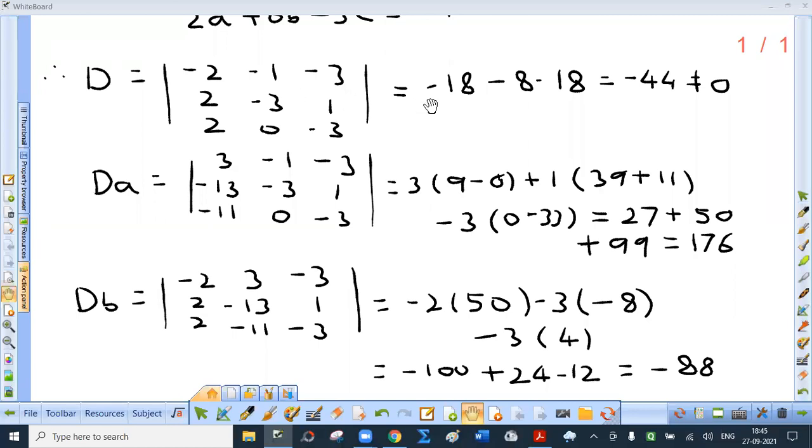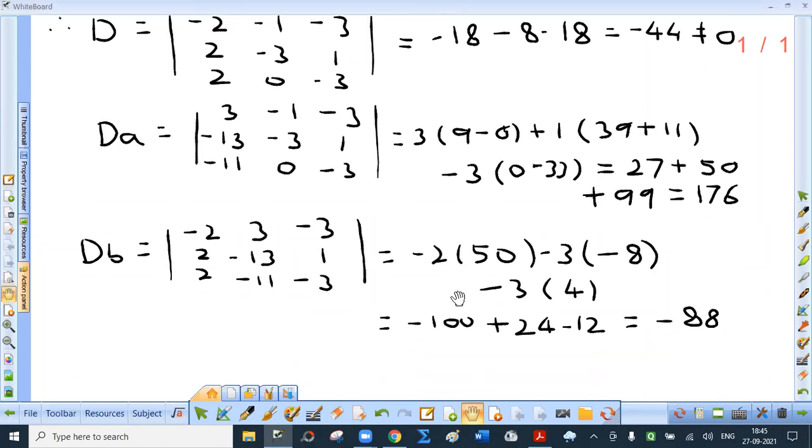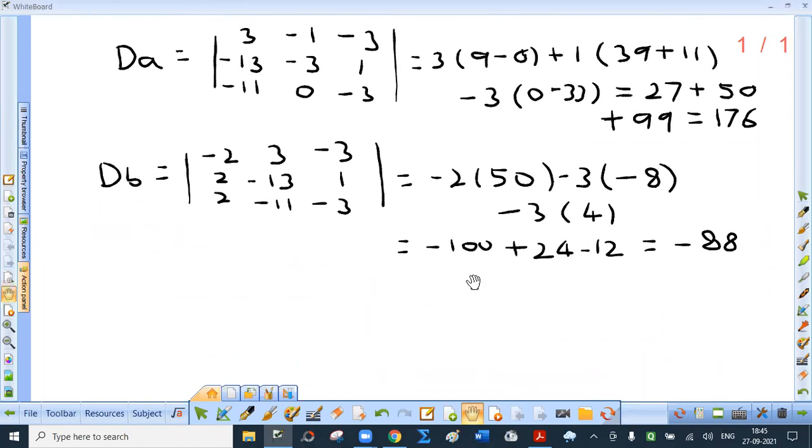So what is D? It comes out to be minus 44, not equal to 0. What is Da? Da is written from D only by replacing coefficients of a, which are in the first column, by constants. Comes out to be 176. Db comes out to be minus 88. What will be Dc?